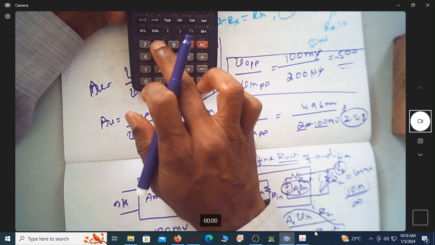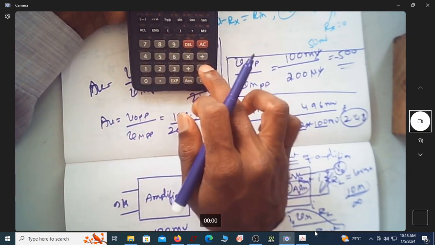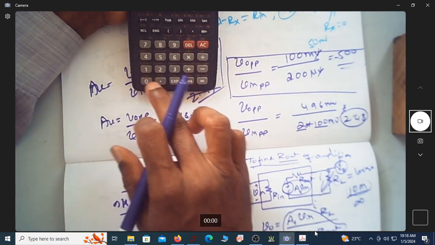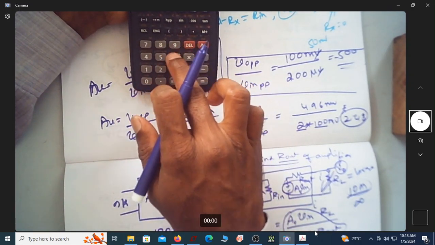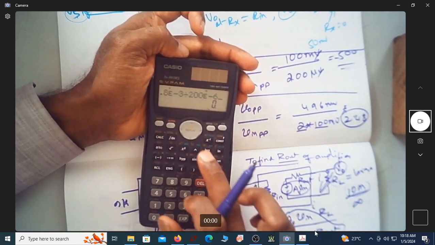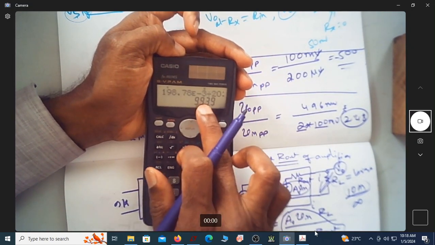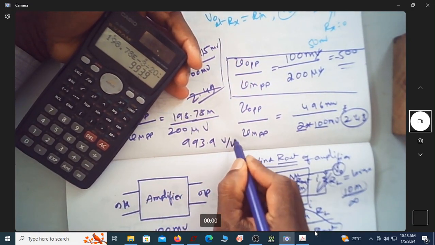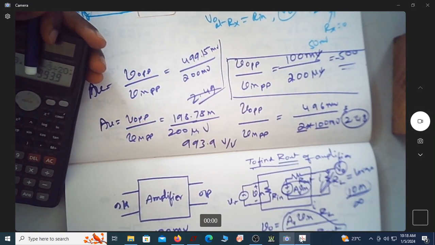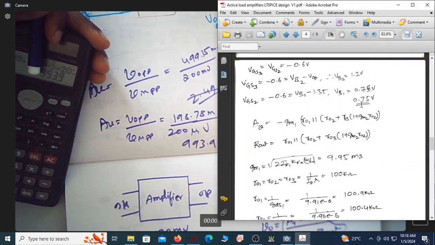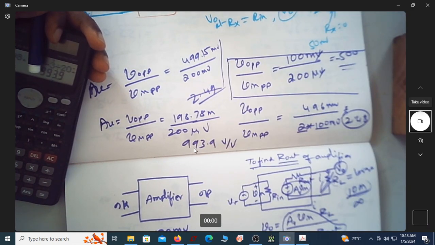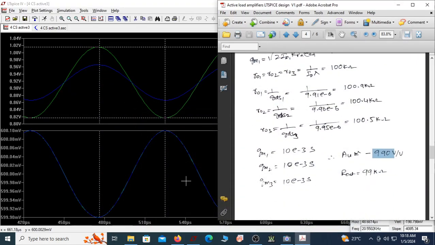This is 198.78 times 10 to the power minus 3, divided by 200 times 10 to the power minus 6. This is my expression, or the ratio. Can you see it is 993.9 volt per volt. This is the gain of the amplifier. This is what is expected. How much did you expect? You expected a gain of 990. So are you not getting a gain close to that, 993? And how about R out? R out happens to be 99 kilo ohm.